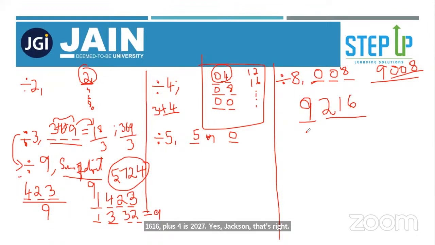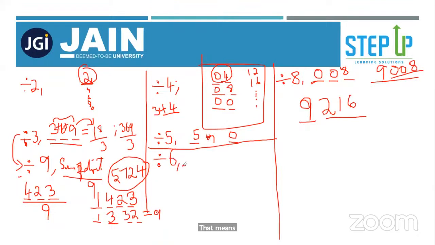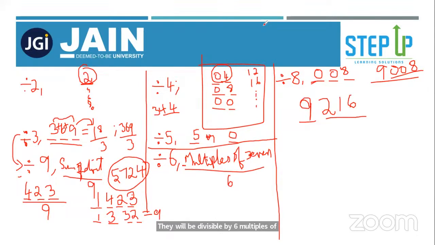Thank you, Vivian. Okay, next one, 6 times tables. That means divisibility of 6. Yes, or I can call it multiples of 3 and even number. Multiples of 3 and it should be an even number. They will be divisible by 6.